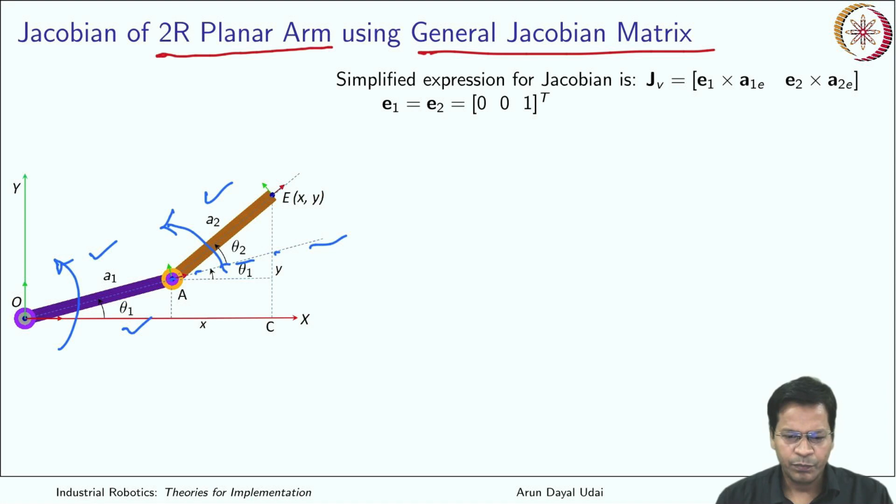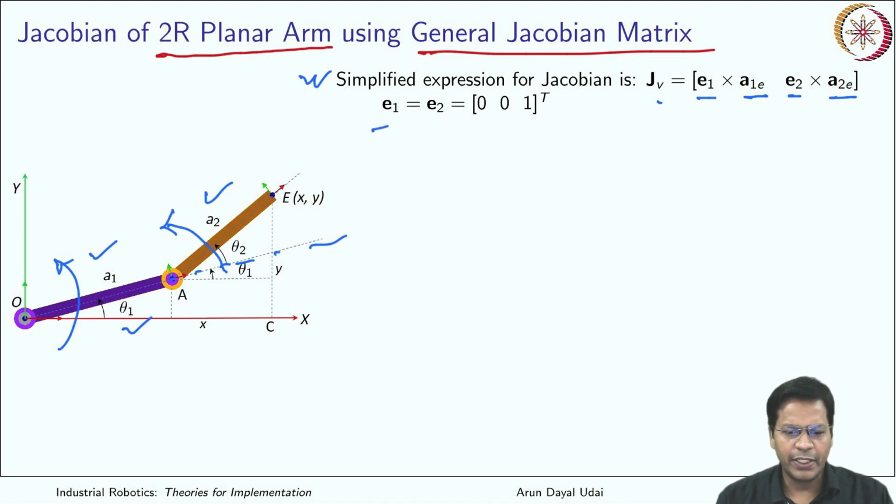This is all planar. So a simplified expression for the Jacobian, because it is just a positioning robot, there won't be any angular velocity part of the Jacobian. J omega will be absent, so let us not calculate it. It becomes a simplified Jacobian. So it has just e_1, a_1E, e_2, a_2E. Those elements are to be found out for this particular robot.